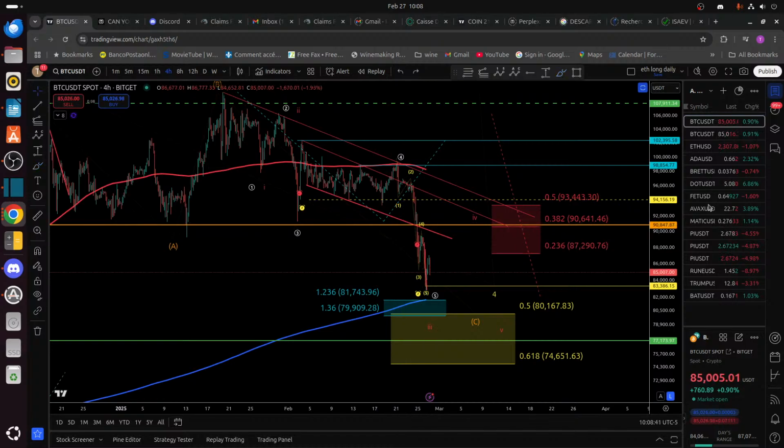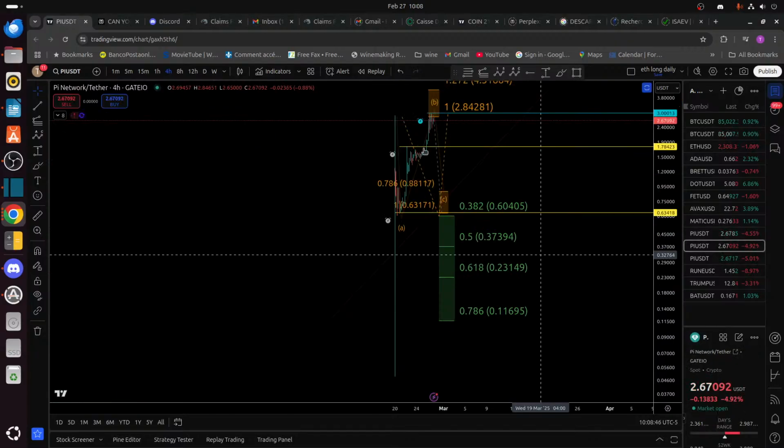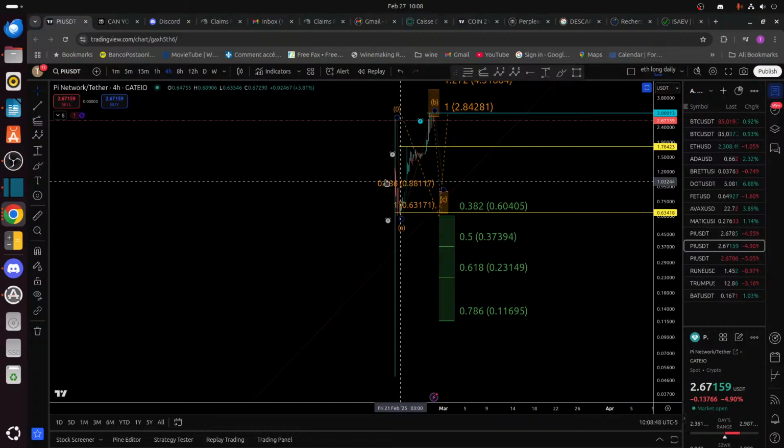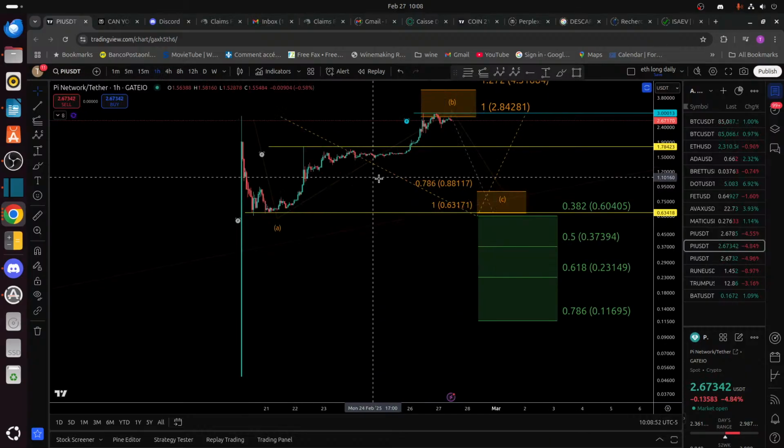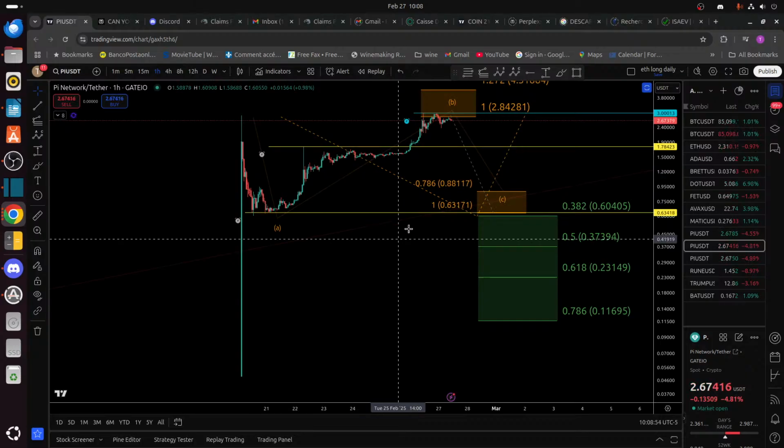Okay, so now let's talk about Pi. Pi, I am honestly very impressed because while Bitcoin was going down, Pi was very resilient and kept going up. So that was very, very good.